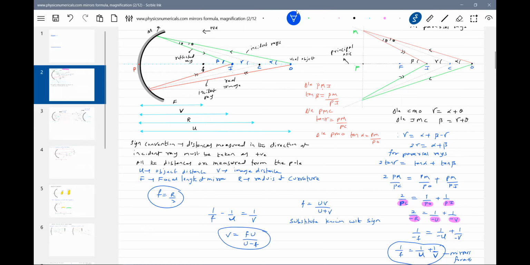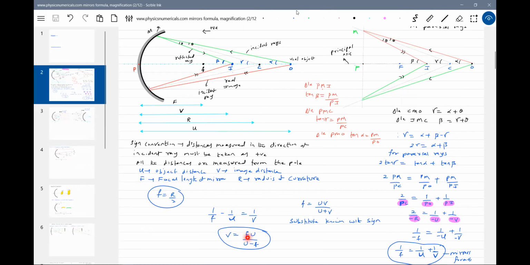So substitute u and f with sign. The sign of v we have to interpret here. So if you know the object distance and the focal length of the mirror, you can predict the image distance. Able to make it out? So this is about what we derived.